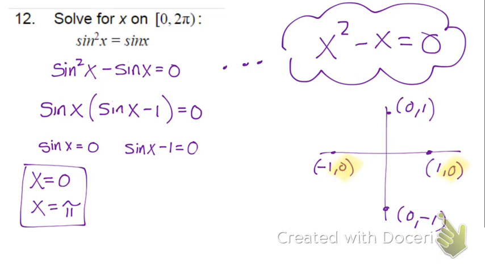For the other one, sine of x equaling 1, if I add that 1 to the other side, I want to know where sine of x equals 1. So looking back over here again, sine of x equals 1 here. The y-coordinate is 1 up there. Not the bottom one, because that would be a negative 1, but just the top one. What angle is that? Pi over 2. Good. X equals pi over 2.